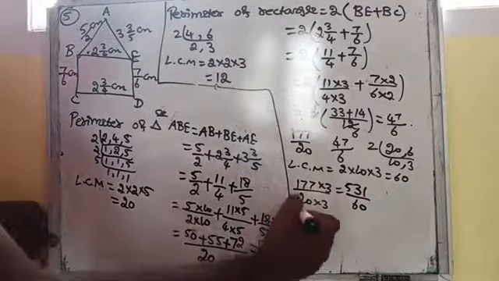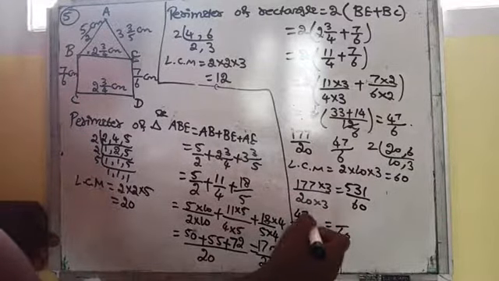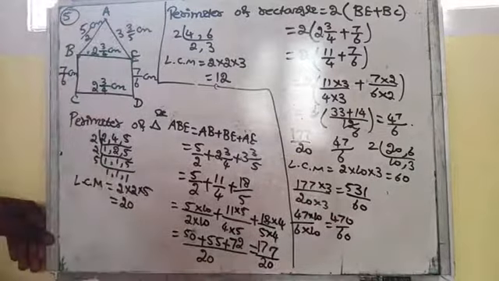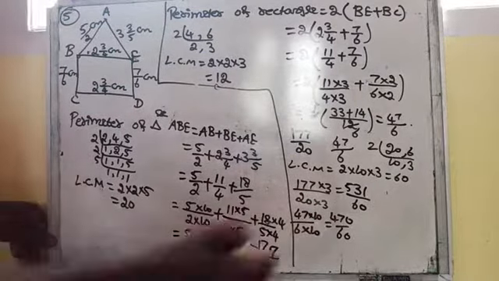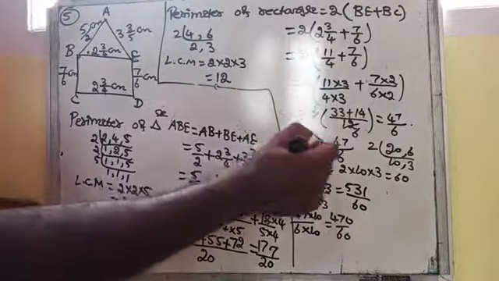Yes. Then 47 by 6 here. Which number should be multiplied with this to get 60? 10 should be multiplied. So 47 into 10 is 470 by 60. Now you can compare. These two fractions are like fractions. Which one is greater? 531 by 60 should be greater. So it is greater.